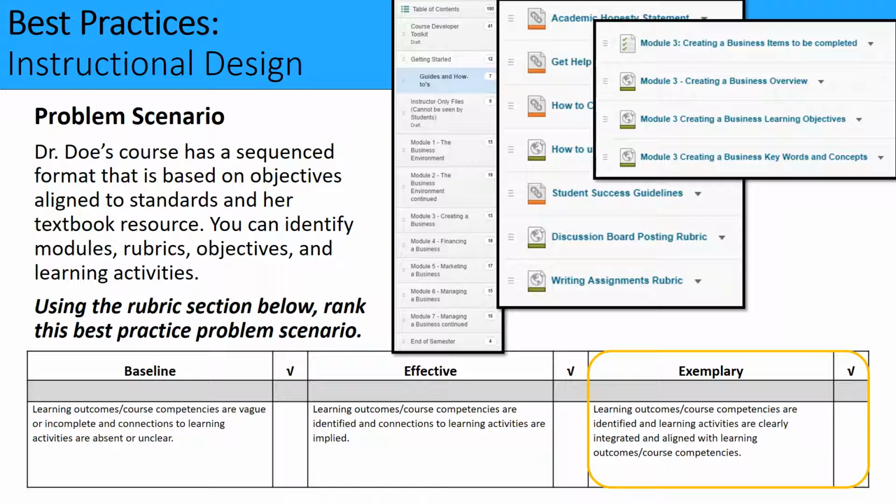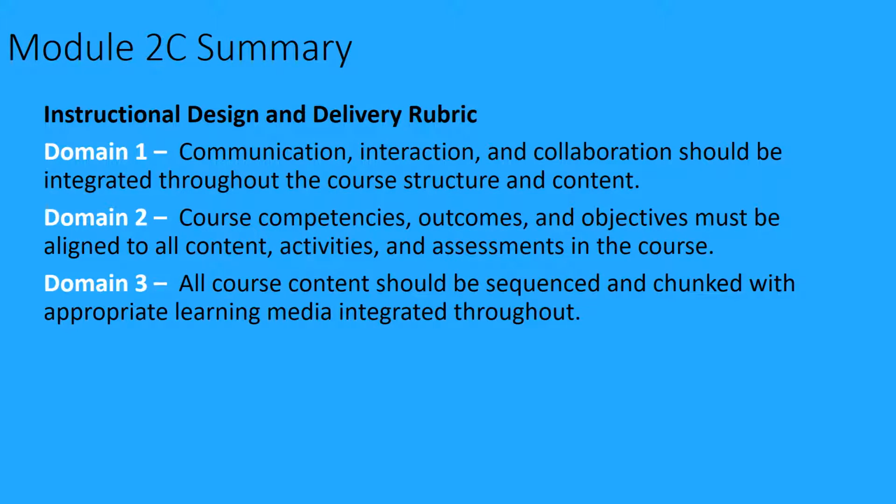Learning outcomes and course competencies are identified and learning activities are clearly integrated and aligned with the learning outcomes and course competencies. Module 2C Summary, Domain 3. All course content should be sequenced and chunked with appropriate learning media integrated throughout.